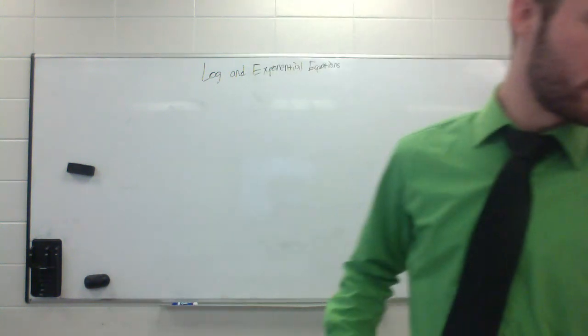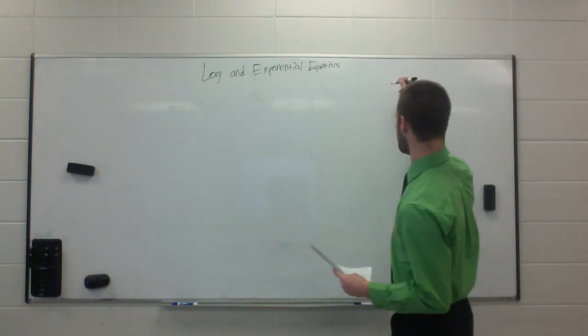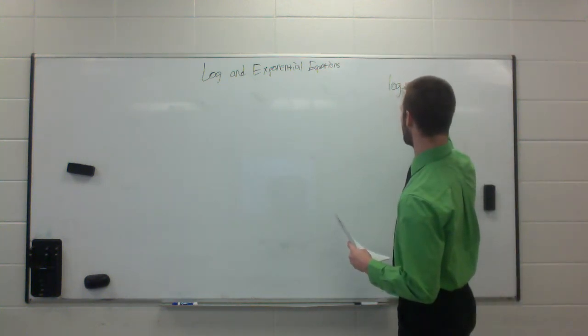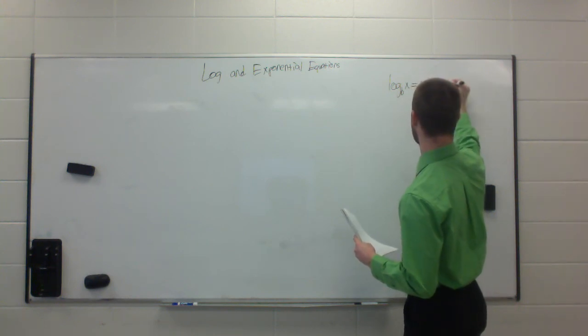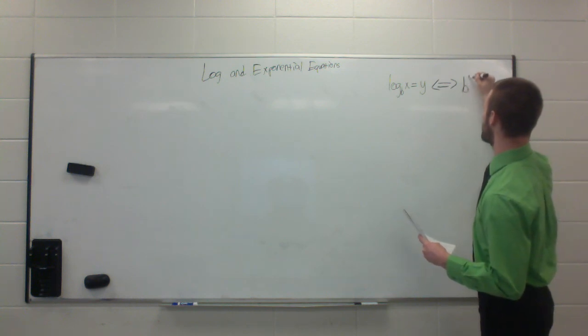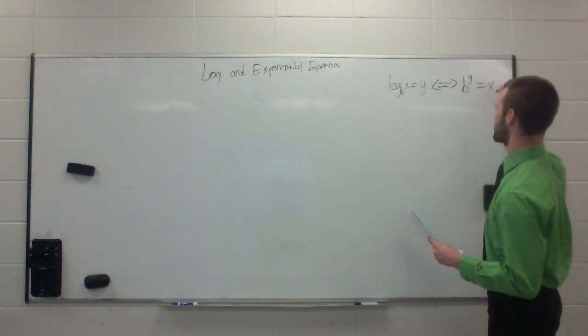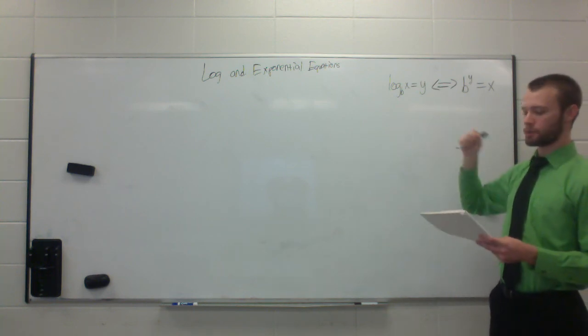So these notes cover log and exponential equations. Remember, the golden rule of logs is if you have log base b of x equals some y, then b to the power of y is equal to x. This is the definition of a log, and this is what you end up using in every single log equation or exponential equation.